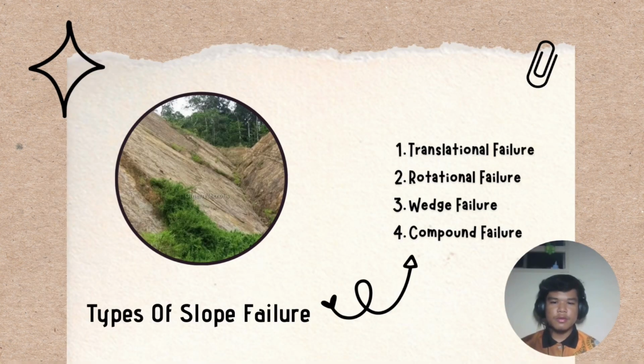Next, type of slope feature. Number 1, translational feature. Number 2, rotational feature. Number 3, wedge feature. And the last one, compound feature.